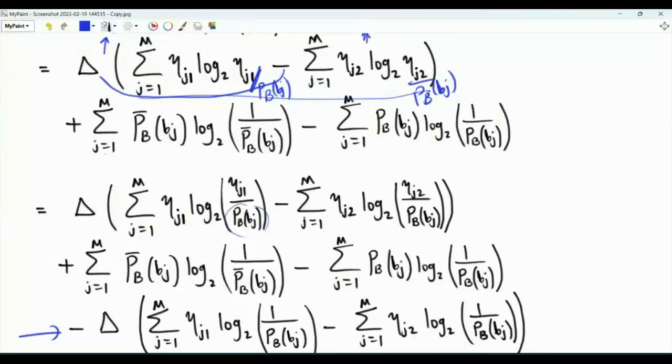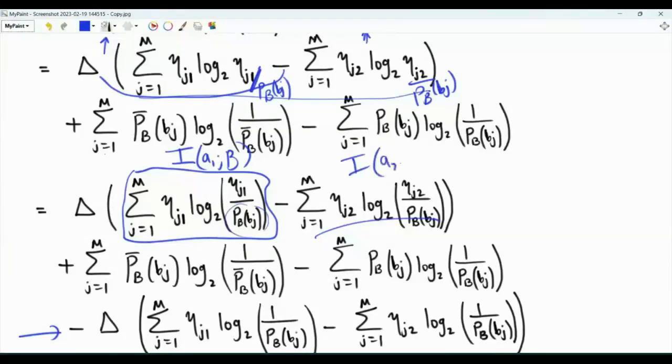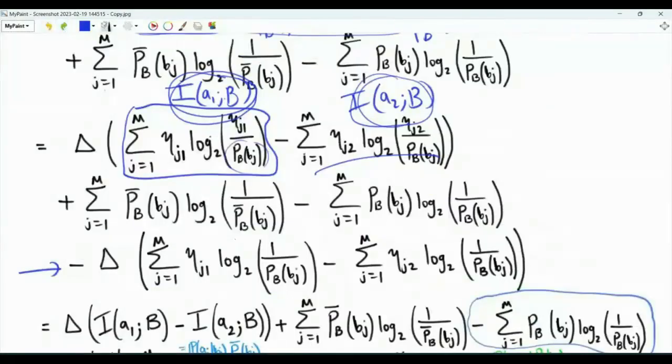What is the purpose? Why did we do this? So that this summation here is exactly the definition of I, small a1 and b, and this is I of small a2 and b. So this is the idea. And we know that this difference by assumption is positive because this is assumed to be greater than c, and this is assumed to be less than c. So now this becomes delta times a strictly positive quantity.